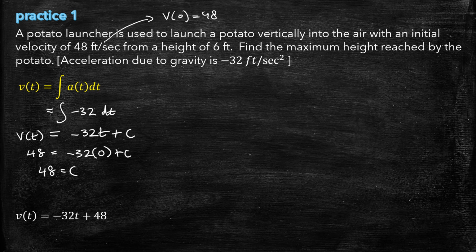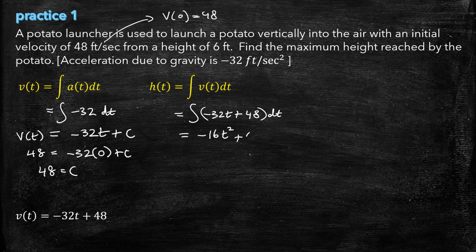So now, since we want to find the height, we have to therefore find the antiderivative of velocity. So let's do this again. So negative 32t plus 48 goes here. And then if we take this antiderivative, we'll get negative 16t squared plus 48t plus another constant. Well, we might as well just call that c again. It's a different c, but why not?